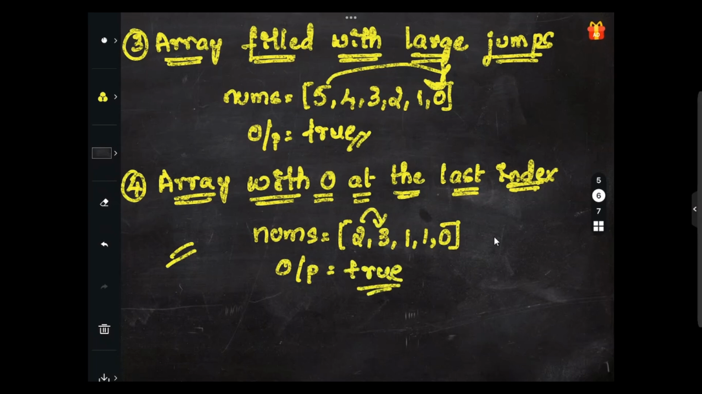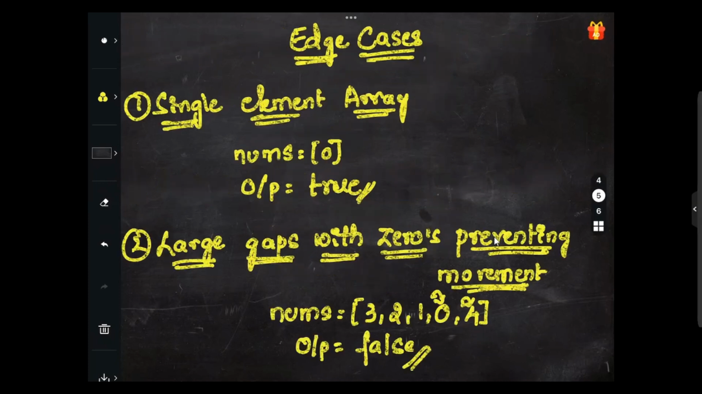right? So here we'll come one step and we can directly hop into 3 steps here. The fourth edge case, right? So output will be true in this case. So these are the 4 edge cases that we need to keep in mind.